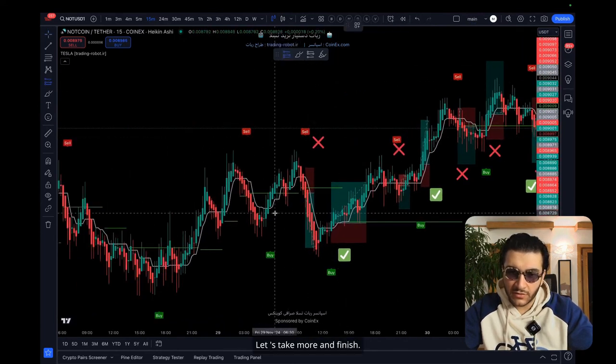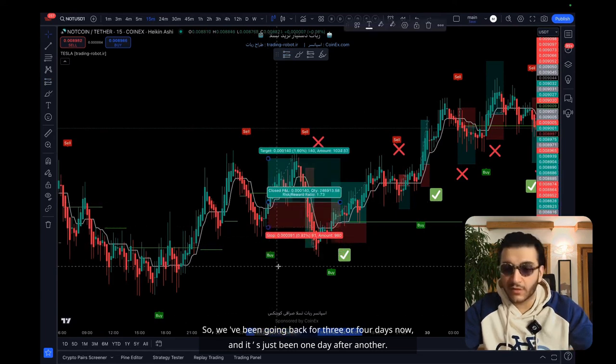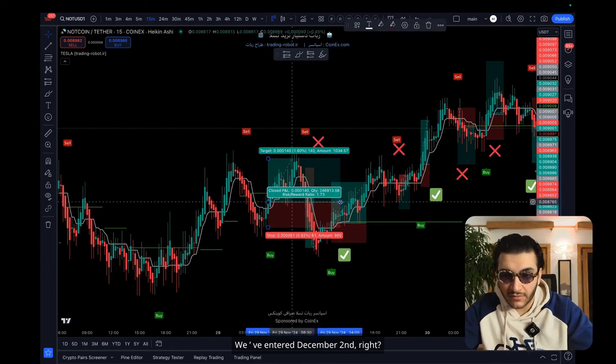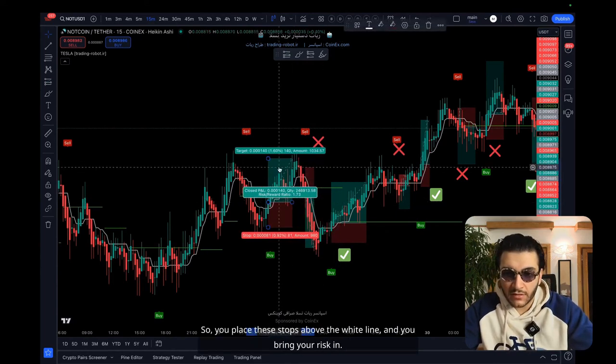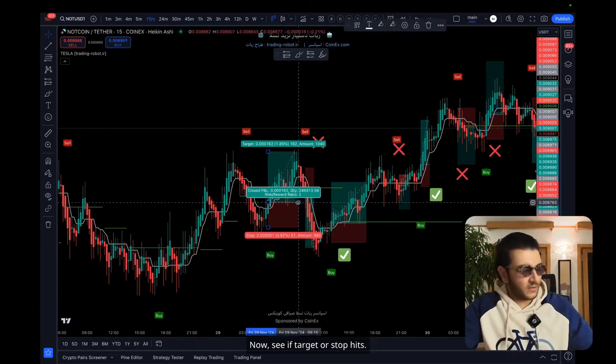Let's take more and finish. We've been going back for 3 or 4 days now, and it's just been one day after another. How many trades today? We've entered December 2nd, right? Yes, December 2nd. So you place these stops above the white line and you bring your risk in. Now see if the target or stop hits.